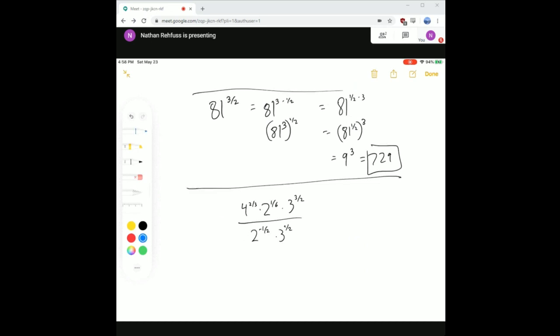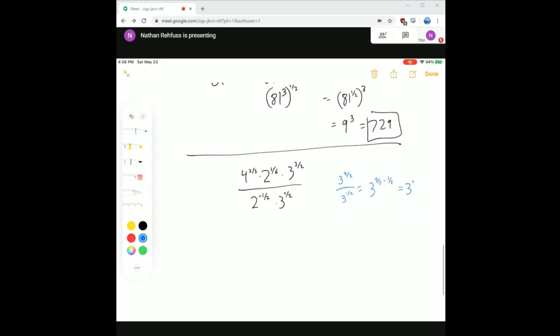For example, I can say that 3 to the 3 halves divided by 3 to the 1 half is equal to 3 to the 3 halves minus 1 half. So 1.5 minus 0.5, you guessed it, it's 1. Let's do the same thing here. 2 to the 1/6 divided by 2 to the negative 1 half is 2 to the power of 1/6 minus a negative 1 half. Well, if I'm subtracting a negative, that's the same as 2 to the power of 1/6 plus 1 half.